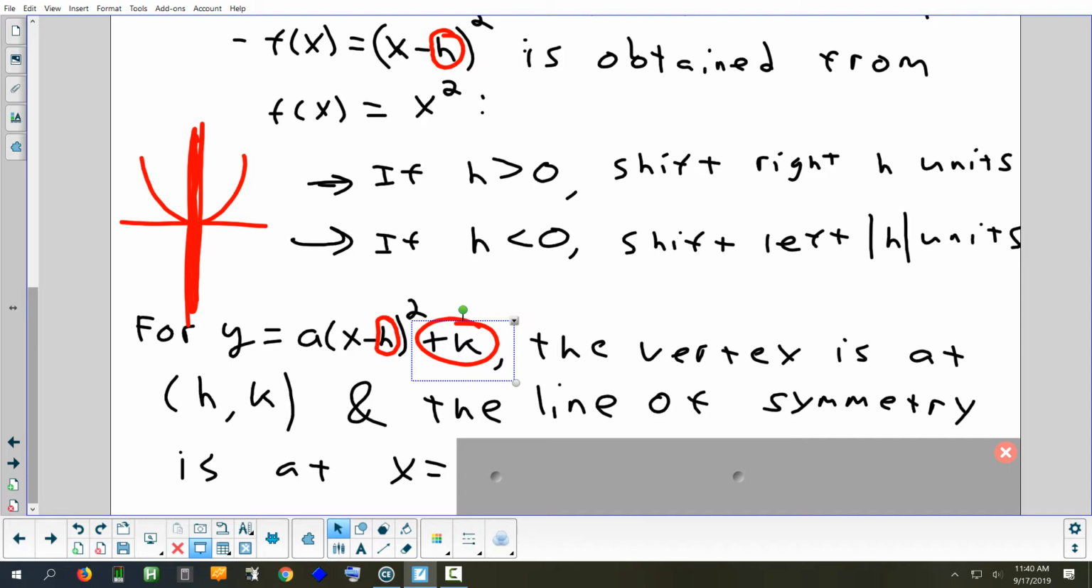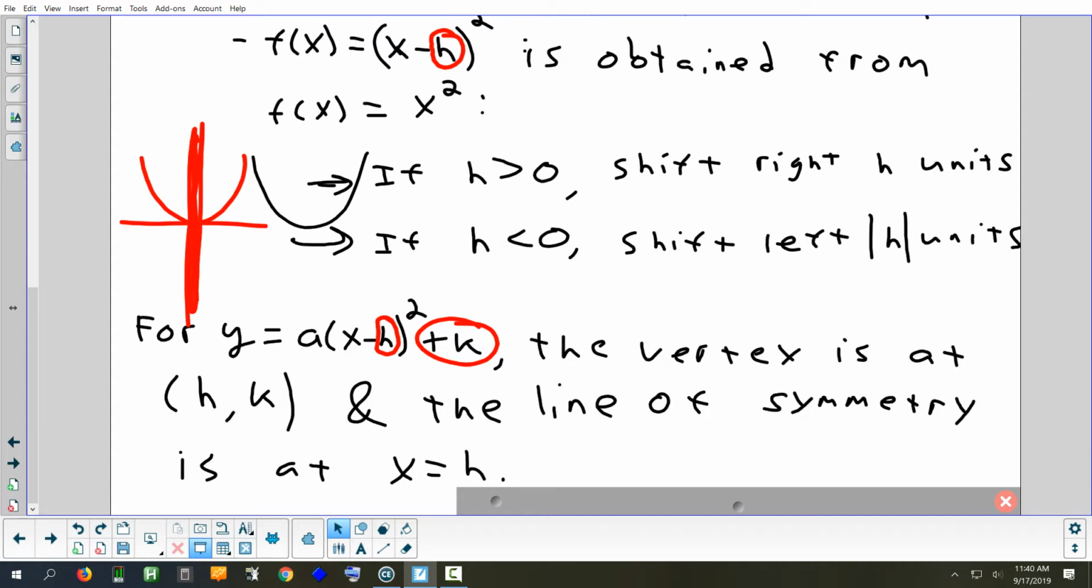Now, let's go like this. If I shift the parabola up, did that change my line of symmetry? No. So shifting up and down has nothing to do with the line of symmetry. So K doesn't matter. The only thing that affects the line of symmetry is if you move it left and right. H. That's why the line of symmetry is x equals h.